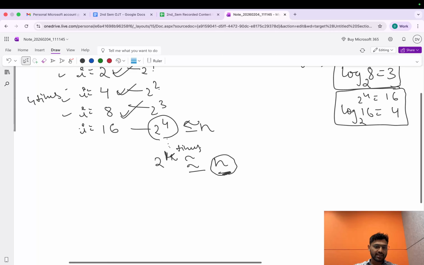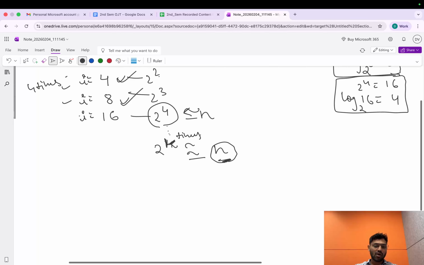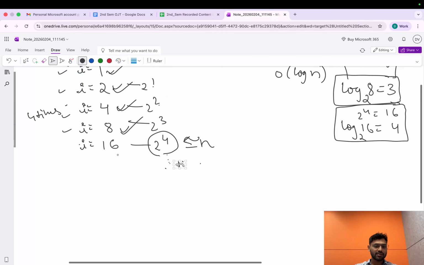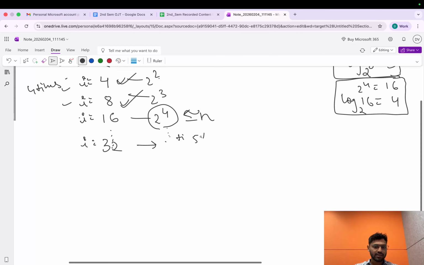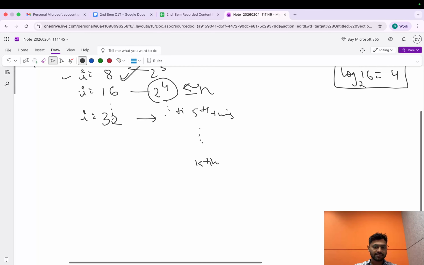We're gonna determine this k. So how do you represent k in terms of n? It is simple. It is running 2 power 4 times. It can run any number of times, like 2 power 32, 2 power 5, fifth time. So it's gonna run k times, and the value is 2 power k.